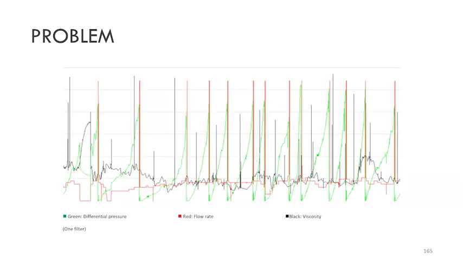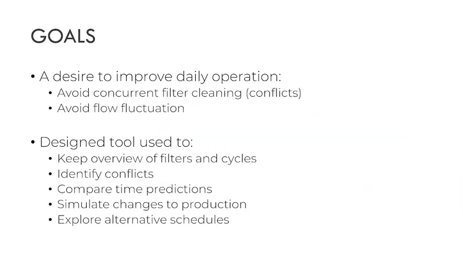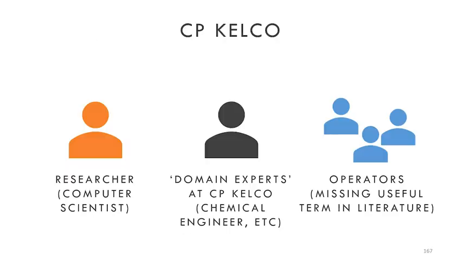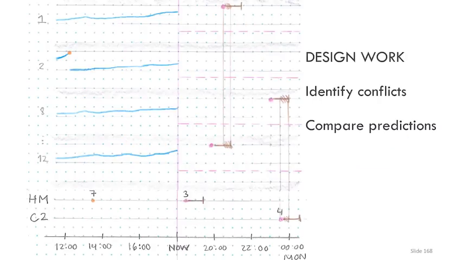So this is the system that they had when we started working with them, and then we tried to optimize for some of these goals of more optimal and more stable production. This is one of those examples where we were working both with domain experts, which were chemists and so on, and then also operators that had training in working in the filtration, and we did some design work. This is some of our early sketches.